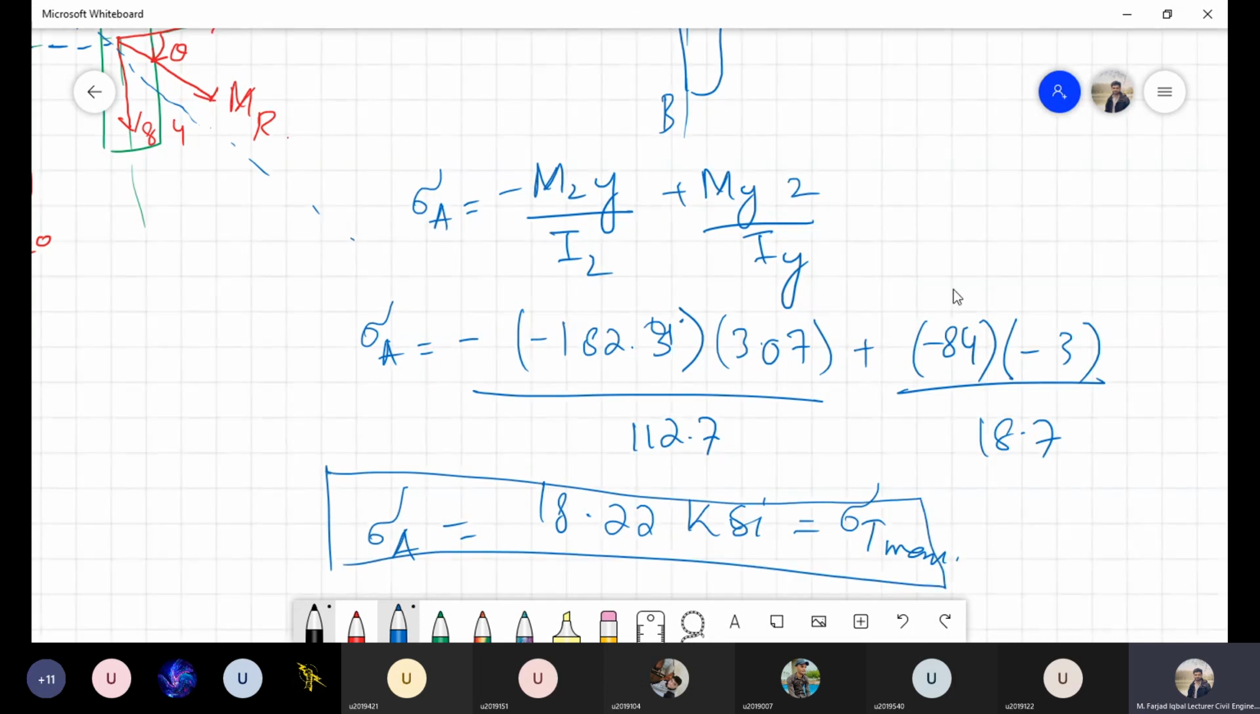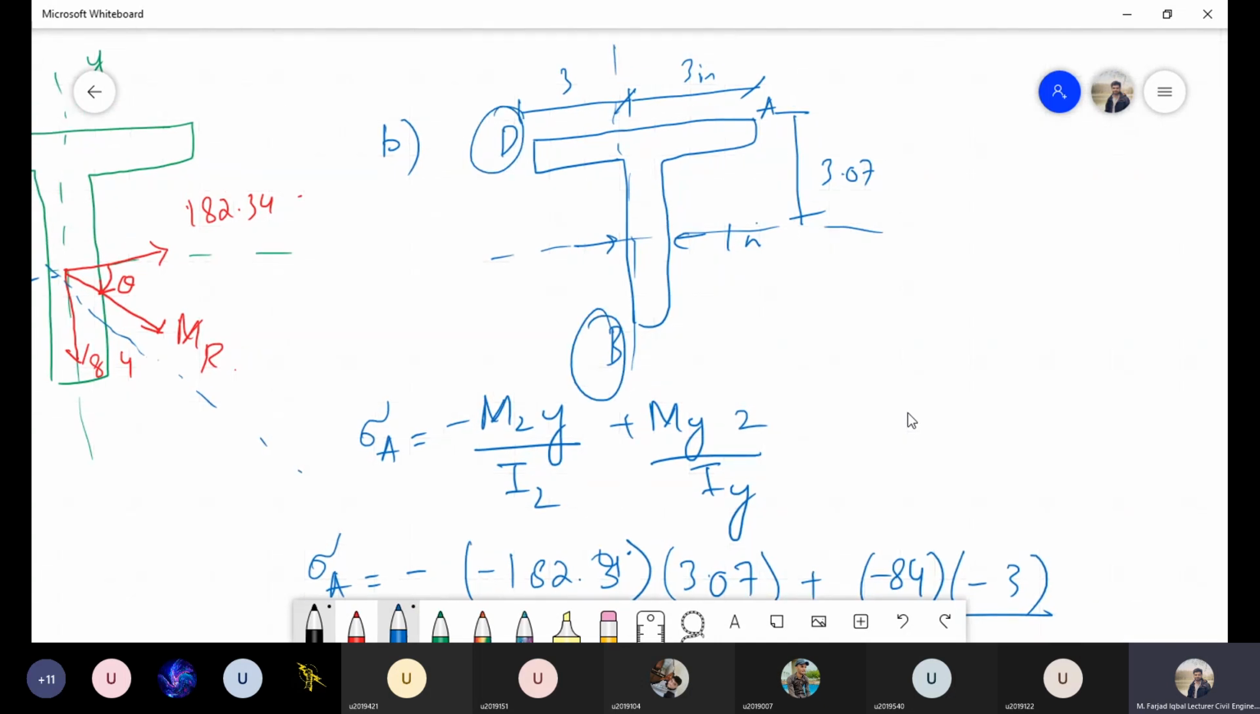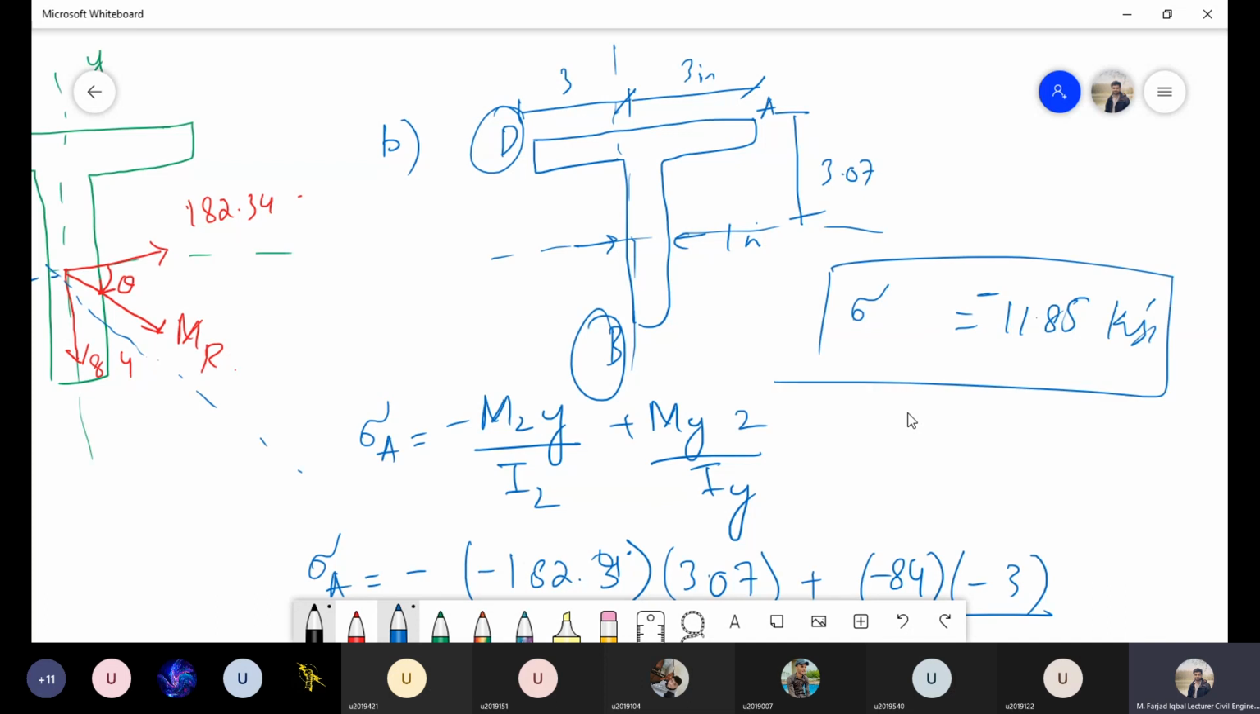Now, as homework, I am asking you to find the stresses at these 2 points, D and B. You are going to get a negative answer for this one, and you have to figure out what the maximum compressive stress will be. I'm giving you the answer of maximum compressive stress as 11.85 KSI. So you have to find at which point this maximum compressive stress is acting. So this is how you solve beams for unsymmetrical bending, particularly for the symmetric section.